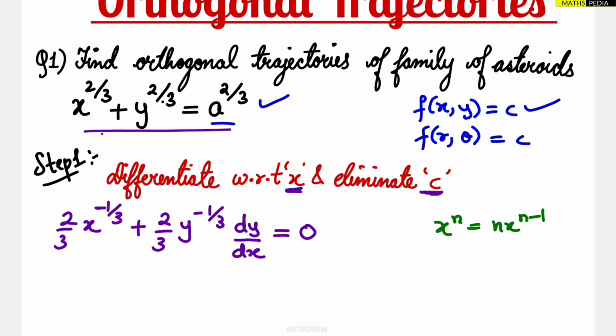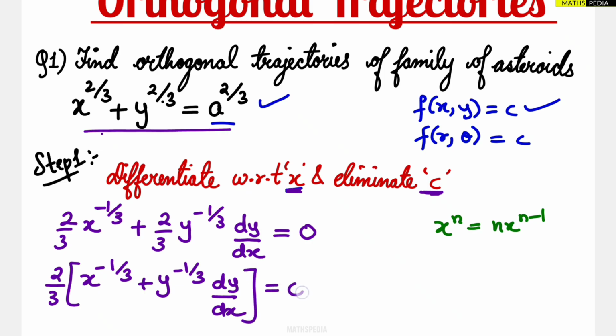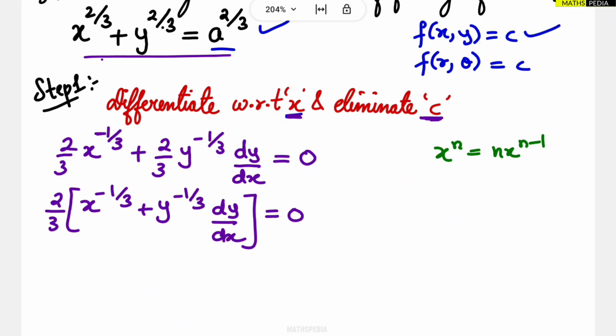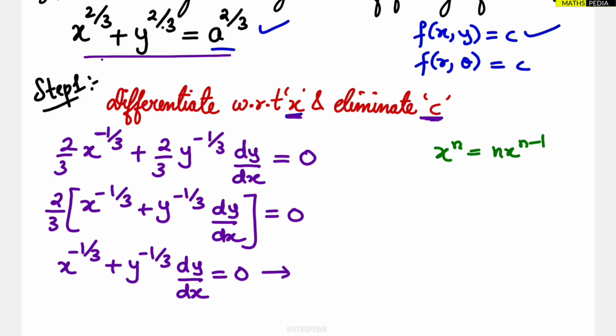A little bit of simplification we will be doing here. 2 by 3 you can take outside. Now if we shift this 2 by 3 onto the right side, it becomes 0 divided by 2 by 3, which is 0 itself. So the final equation is x power minus 1 by 3 plus y power minus 1 by 3 into dy by dx equal to 0. In the first step we get the differential equation of the given family.